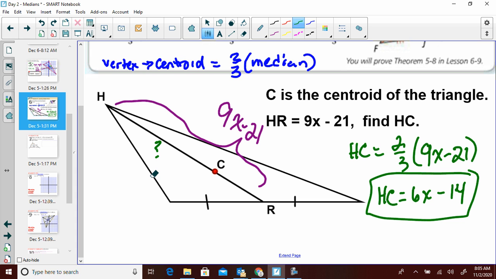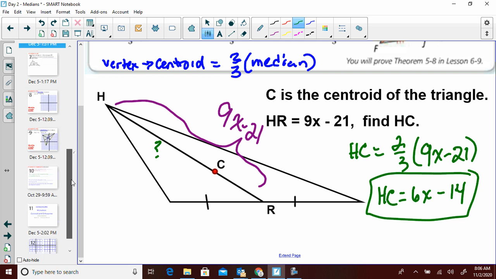Our centroid is the intersection of 3 medians. A median connects a vertex to the midpoint of the opposite side. The length of the median has a ratio compared to the vertex to the centroid. From the vertex to the centroid is 2/3 the length of the entire median. We have some problems for you guys to try, then we'll come back and do them together.